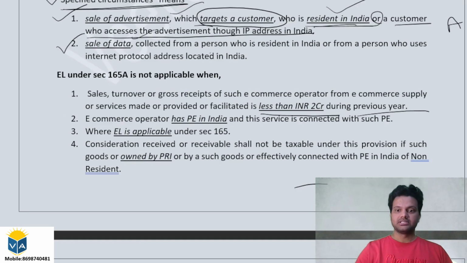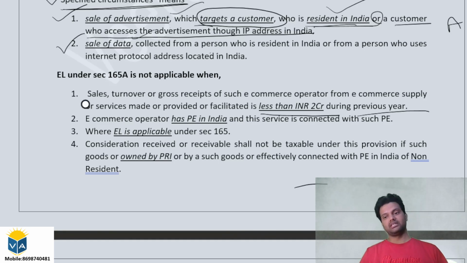So what are the exceptions? Not in all cases is this section 165A applicable. Lawmakers have given some exceptions to make the ease of doing business in India. So for example, an e-commerce operator is providing services from the UK, and the total amount that he billed to the Indian customers is only 10,000 or 20,000 or 50,000, even 1 lakh. So are we going to deduct a tax from that person, or is he liable to pay the tax to the Indian government? The answer is no, because this will impact the ease of doing business in India, and it will impact a small e-commerce operator who is residing outside India. So we are not encouraging them to do business with Indian customers. That would have a negative impact.